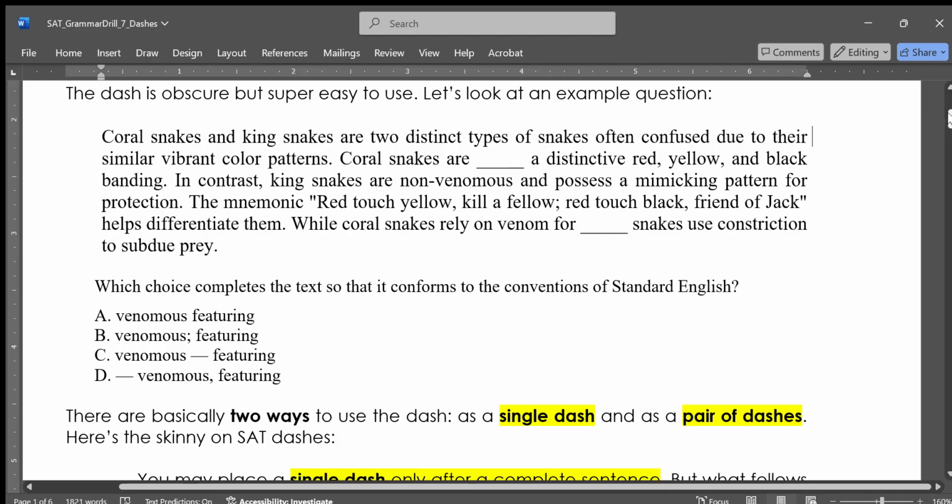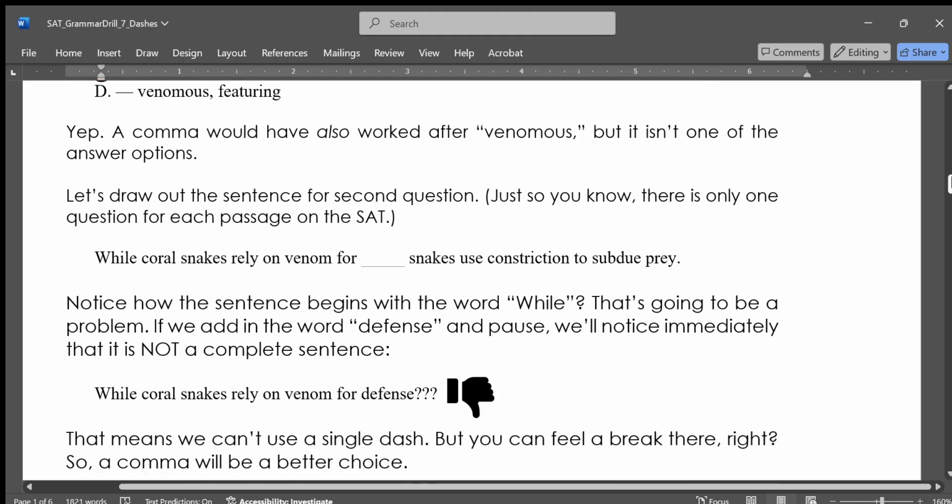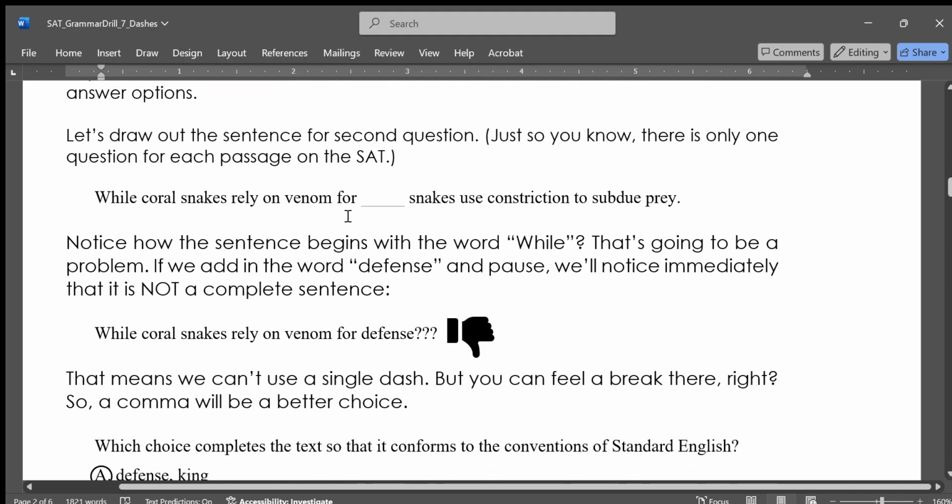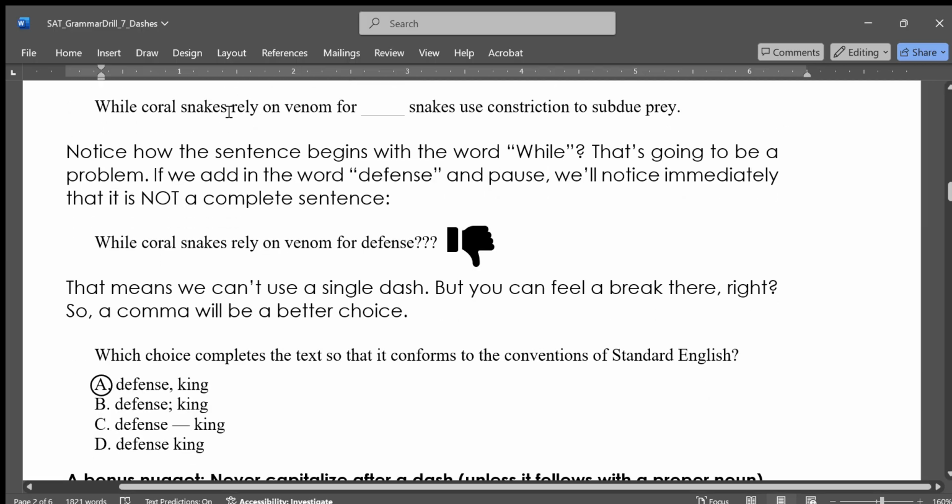Let's figure out what that sentence says. So we'll scroll back down here. So it says, while coral snakes rely on venom, and here are our choices. Let's see these. So while coral snakes rely on venom for defense, king snakes use constriction to subdue prey. So the problem is going to be this word while. When you see that word while, I could not just simply say, hey, while coral snakes rely on venom for defense.